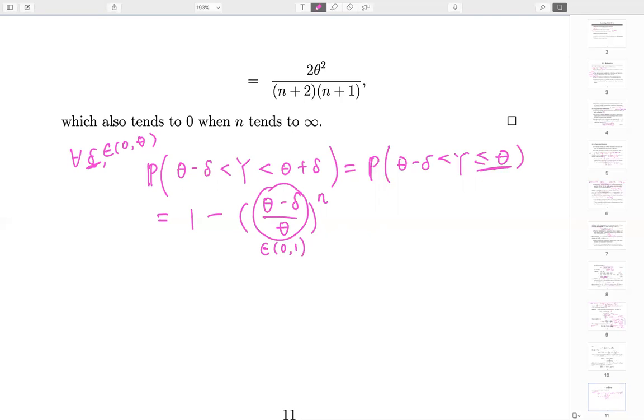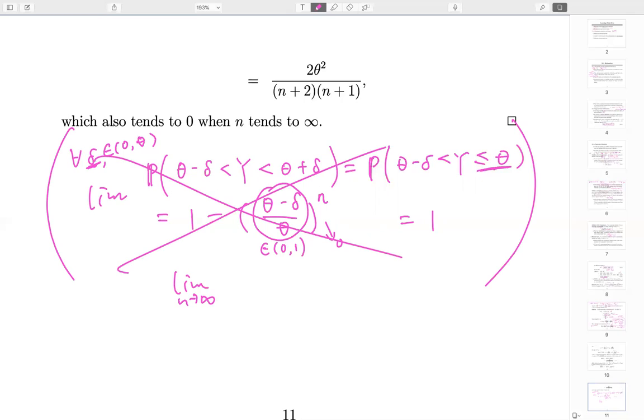So from here we see that when n goes to infinity, this term goes to 0, so the entire probability goes to 1. That's exactly the convergence in probability. But in most cases, you don't need to do that. Okay, so that is the property.